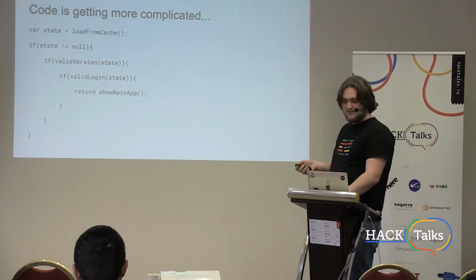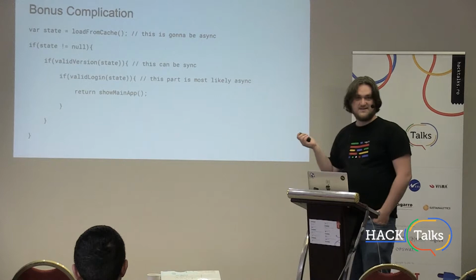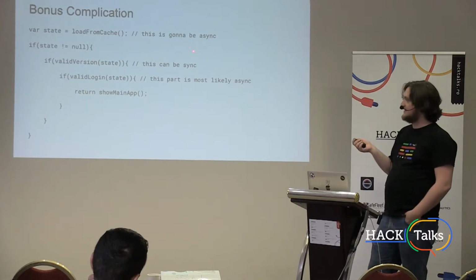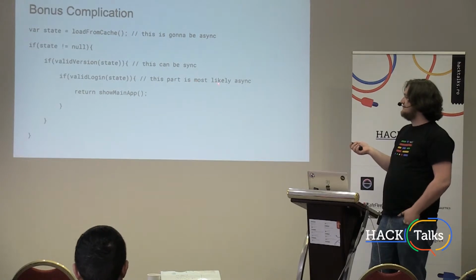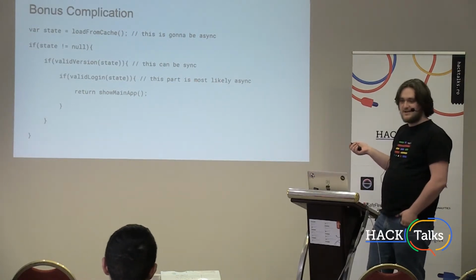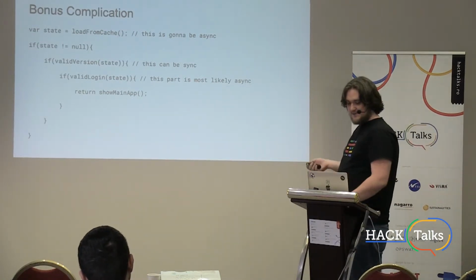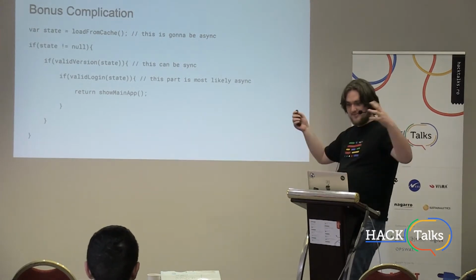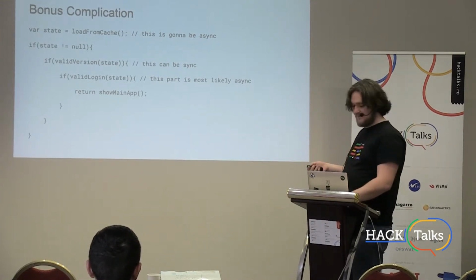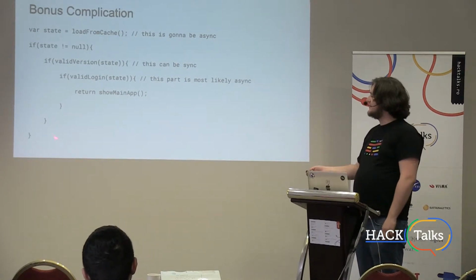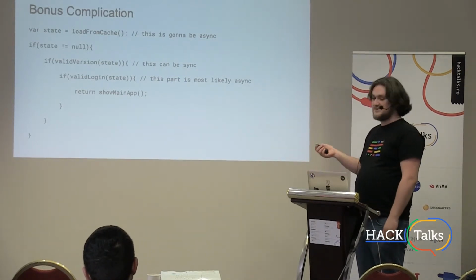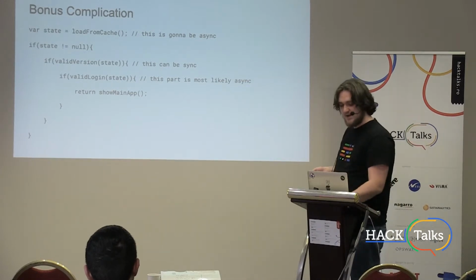This is actually a lie, because it's bonus complication. This stuff can be async. This stuff's most likely async as well, because you're checking against the database or something. So it's way more complicated than just a simple set of ifs. Plus, I show none of the error cases. You can have one global return, but you generally want to show specific stuff for specific cases.